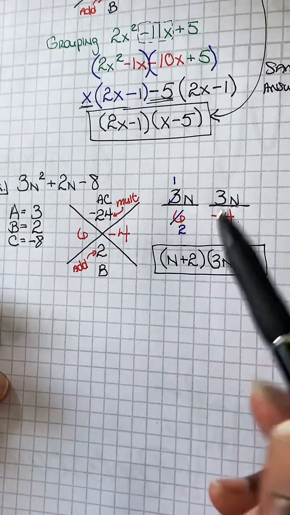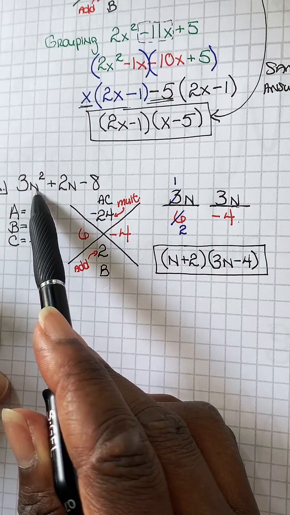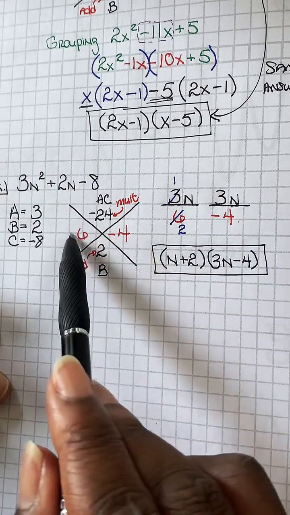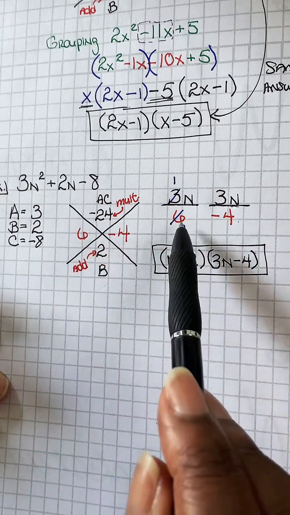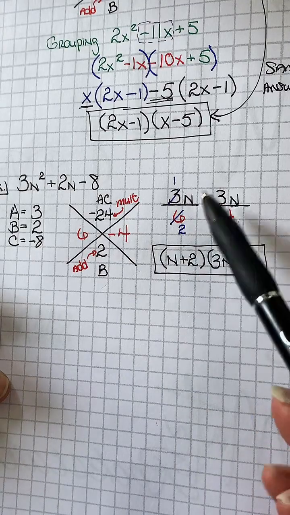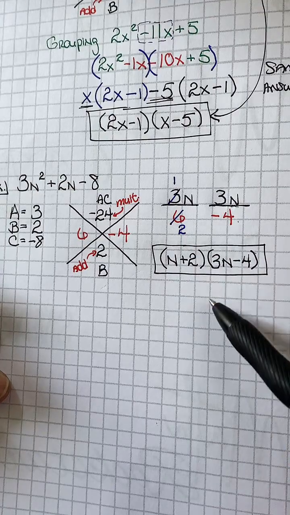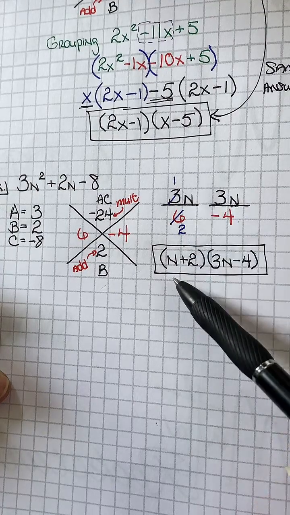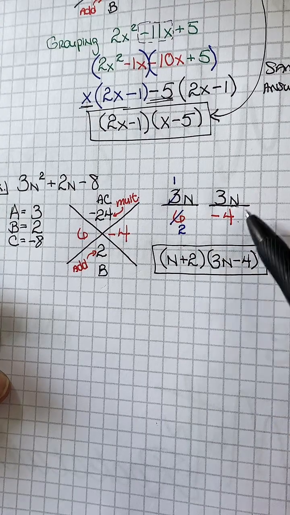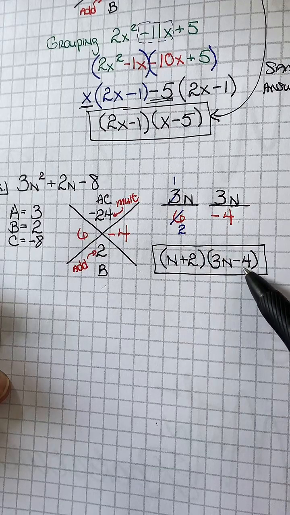So you have your A value and your variable. That's going to represent the numerators. The factors that we found are going to represent the denominators. Look to simplify. Once we can simplify, then you put it in their own parentheses. So 1n is the same as saying n plus 2 because it's a positive 2. Then we have 3n minus 4. That's where that came from.